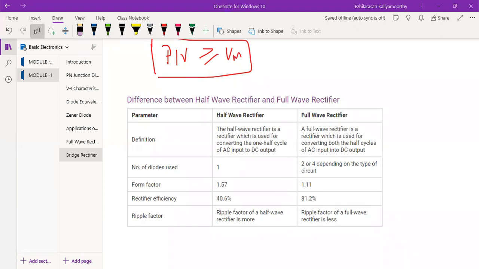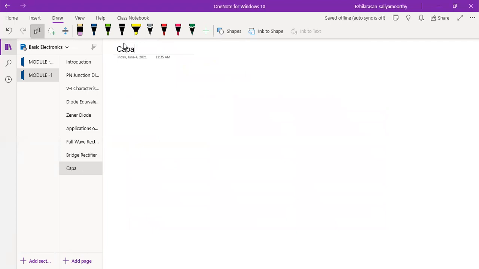Next, we have to see the capacitor filter. As I said earlier, if you want to reduce the ripples in the output of the rectifier circuit, we need to add a filter circuit. Either a capacitor or a resistor we have to add. Let me show how it will be added with an example diagram.